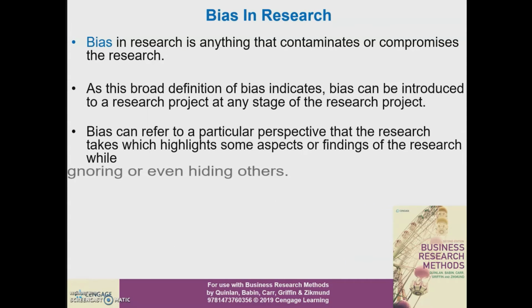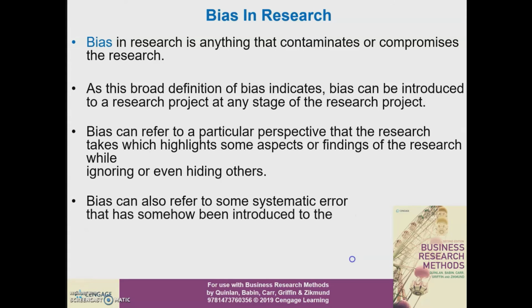So the next few slides will talk about bias in research. Bias in research is anything that contaminates or compromises the research. As this broad definition indicates, bias can be introduced to a research project at any stage. Bias can refer to a particular perspective that the research takes which highlights some aspects of the findings while ignoring or even hiding others. Bias can also refer to some systematic error that has somehow been introduced to the research.